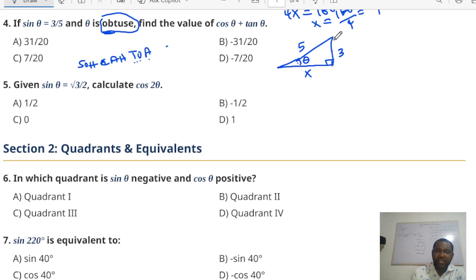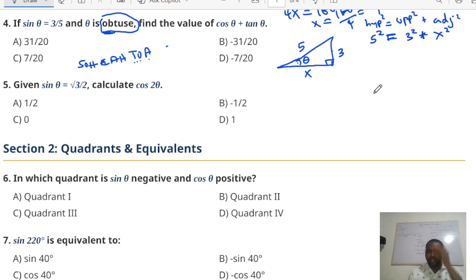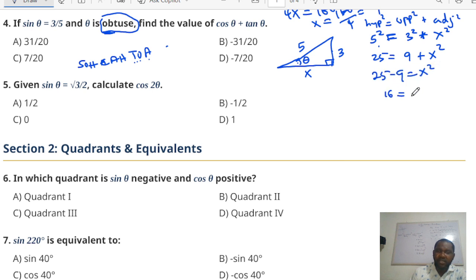Now if you look at this, it is related by Pythagoras theorem. That means the hypotenuse squared is equal to the opposite squared plus the adjacent squared. Very important, please. So 5 squared is 25, equals 3 squared is 9 plus x squared. And so 25 minus 9 is equal to x squared. 16 is equal to x squared.